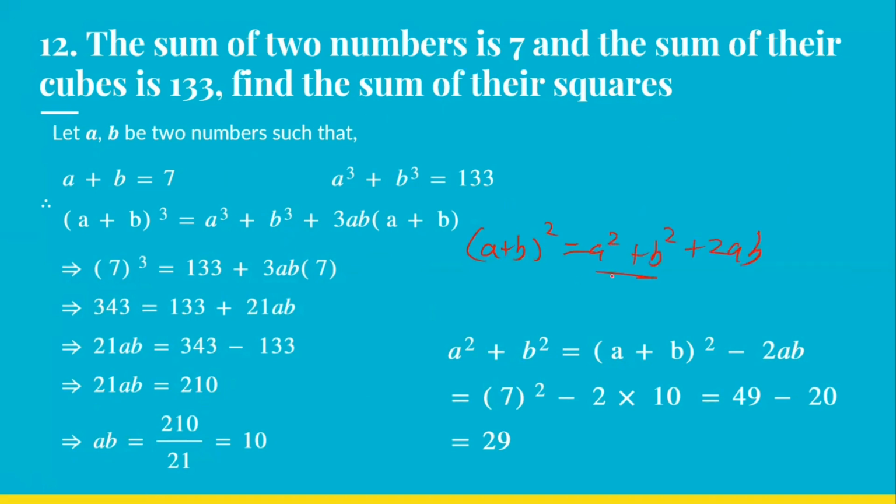So this a square plus b square stays here, and this 2ab goes here and becomes minus 2ab. The a plus b value we have got is 7, we put it over here. The ab value we have calculated is 10, we put it over here. 7 square is 49, and 2 multiplied by 10 is 20. 49 minus 20 is 29. This is how we got the sum of their squares as 29.